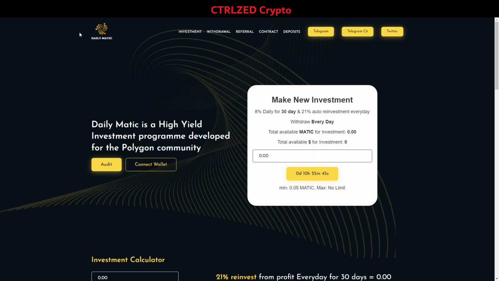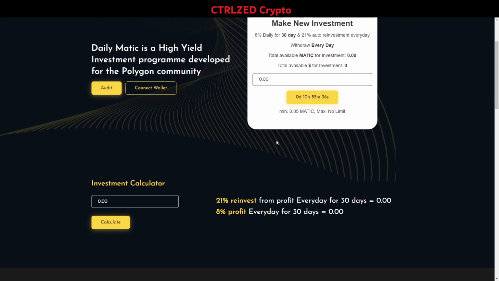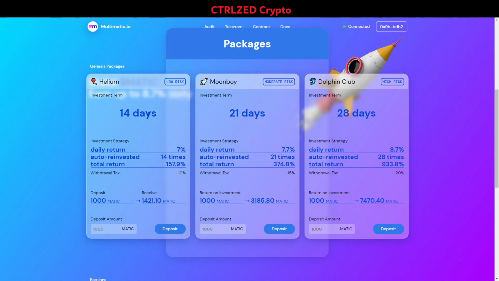And I think this is a new one about to launch. Looks like in the next 10 hours, Daily Matic. So yet another ROI app. So there's different ways they manifest and different ways they control the investment.